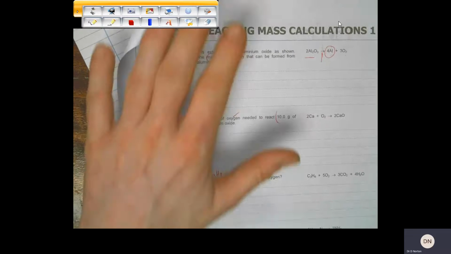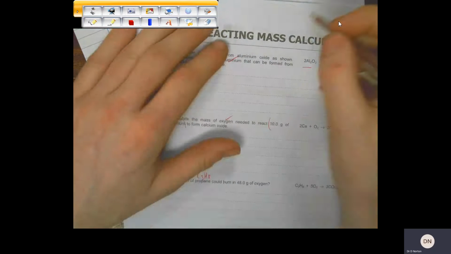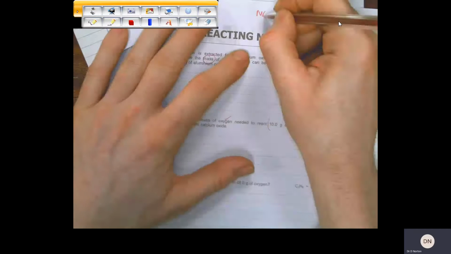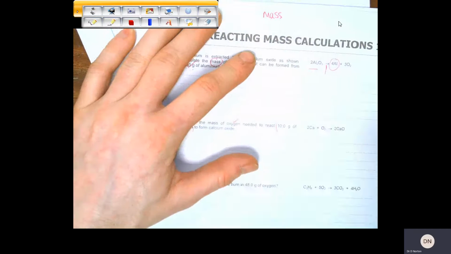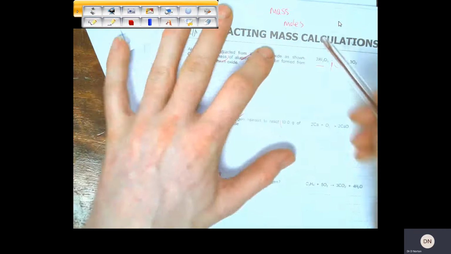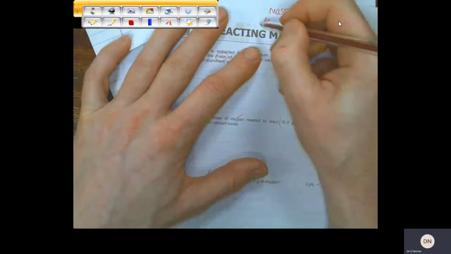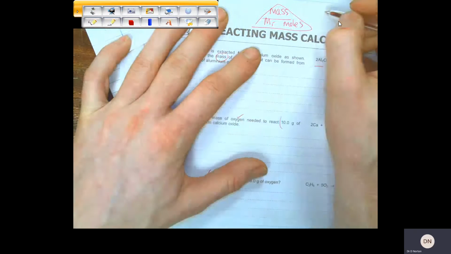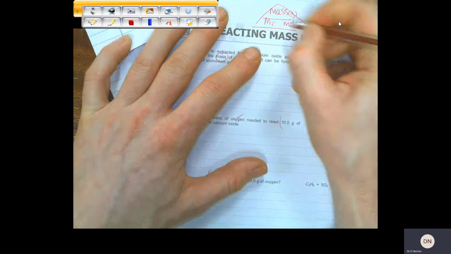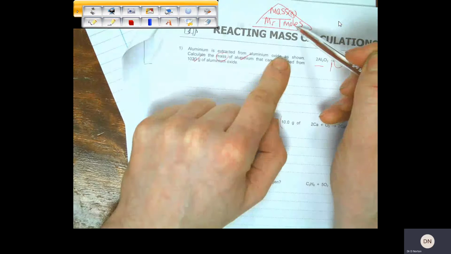It's recording, cool, right. So what I'd asked the class to do is these reacting mass calculations. In these reacting mass calculations, you will be given a mass of something, and you will have to turn it into a value for moles. So we have to be able to integrate mass and moles, and we do that by using the mass Mr moles triangle. If you take the mass of a substance in grams and you divide it by the Mr, you will work out the moles.